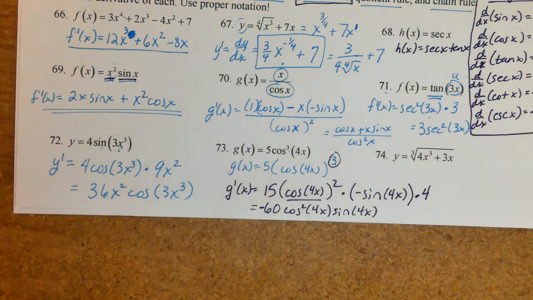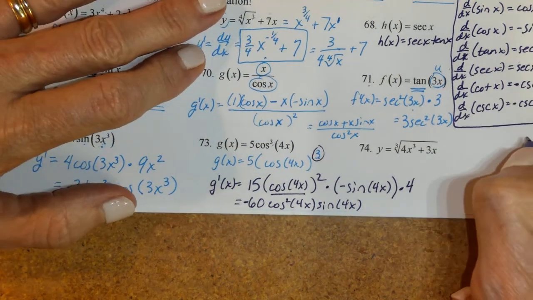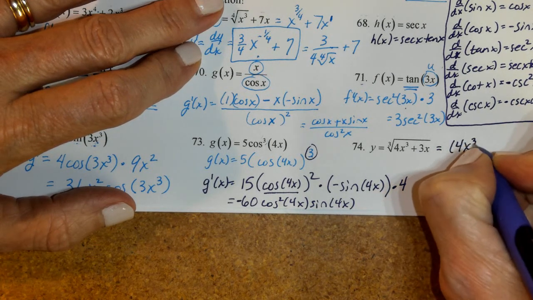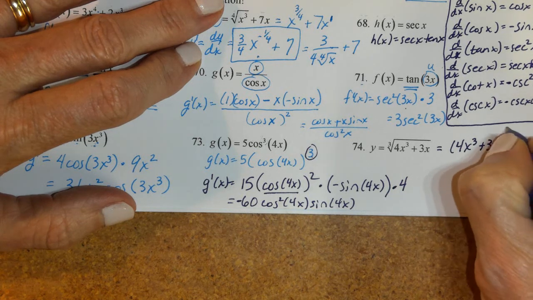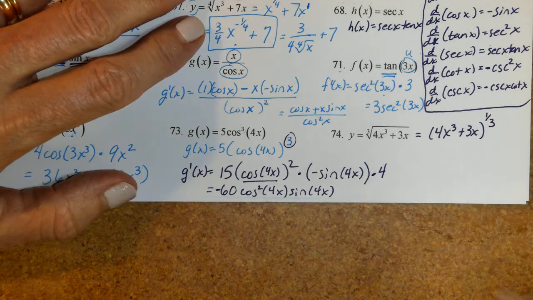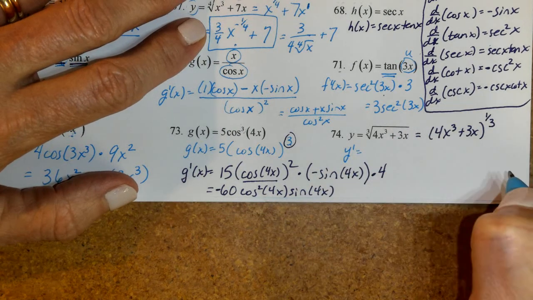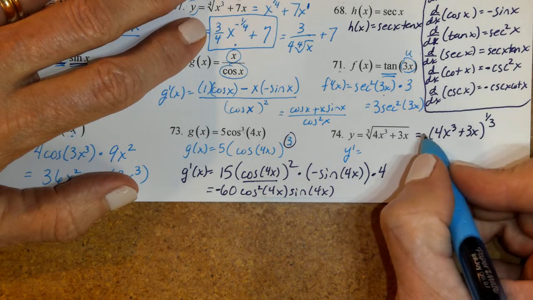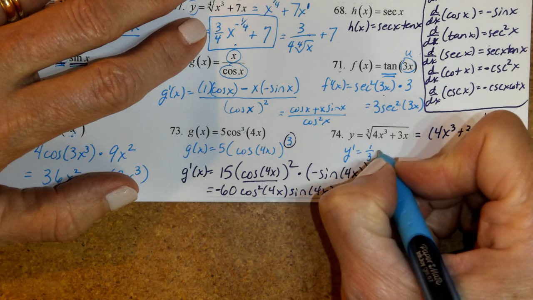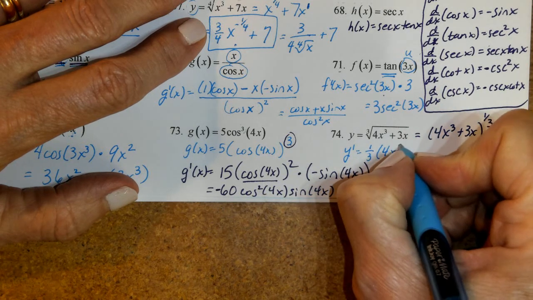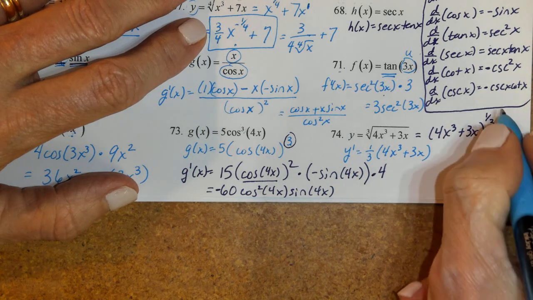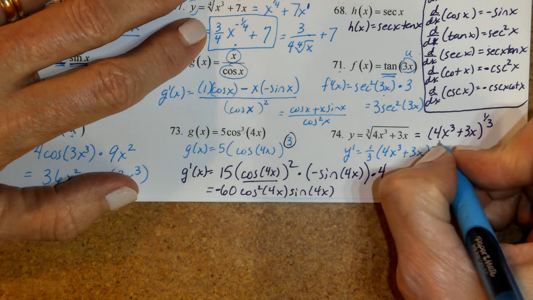Okay, and one final one. I need to begin by rewriting this as 4x cubed plus 3x all to the 1/3 power. Now I can come in and take the derivative using the power rule and then the chain rule. So power rule first, so 1/3, keep your inside the same, subtract 1 from your power. 1/3 minus 1 is a negative 2/3.